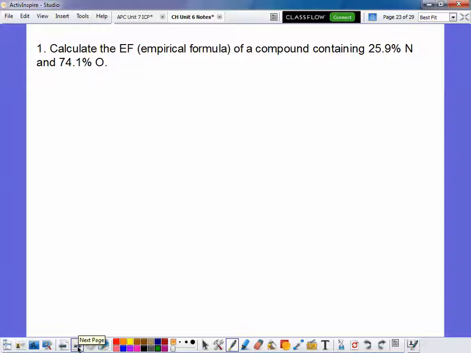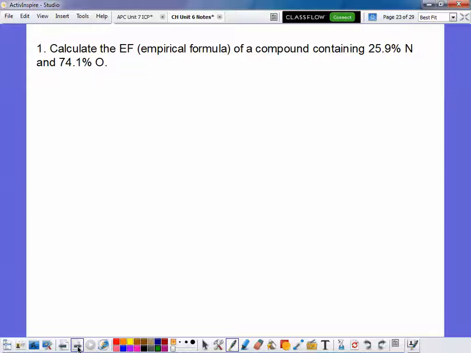We're going to calculate the empirical formula, which we abbreviate EF, of a compound that contains 25.9% nitrogen and 74.1% oxygen. You might think, how do I convert from percent to mass? It's simpler than you think. You assume that you have 100 grams of whatever compound you're given.